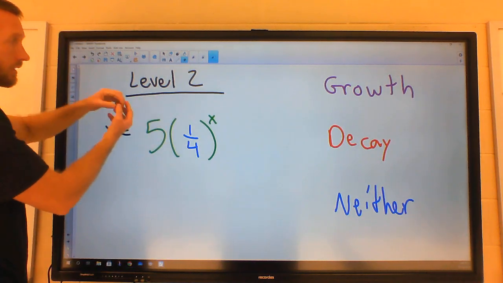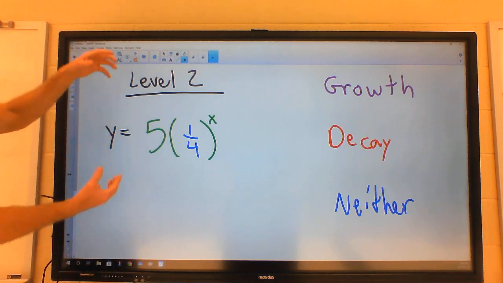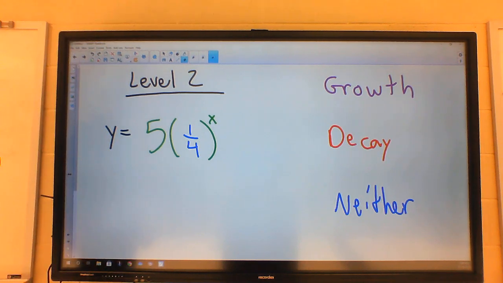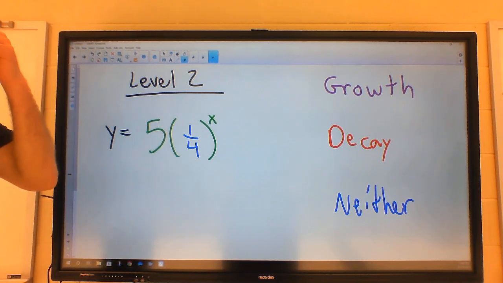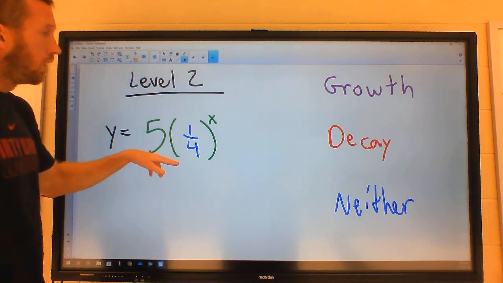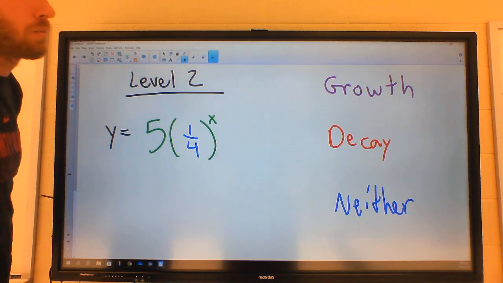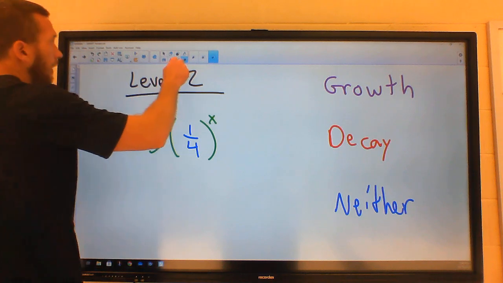This changes the curvature, how quickly that curvature shape happens. This changes if it's stretched or shrunk, but it doesn't change the actual rate at which it's exponentially growing or decaying, okay?